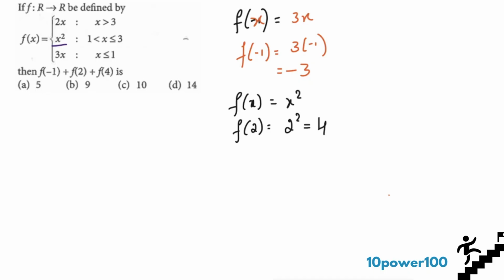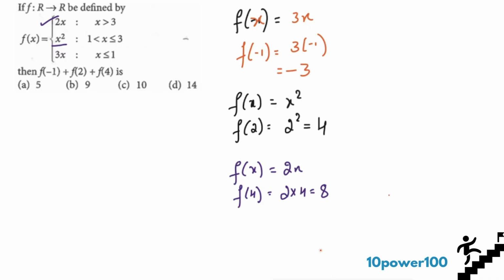Now the last one, that is f of 4. Before that let's see what our f of x is. When x is greater than 3, the function is 2x. So f of x is equal to 2x. Now we'll find out f of 4. F of 4 is equal to 2 into 4. So 2 4s are 8. So we got all of this.